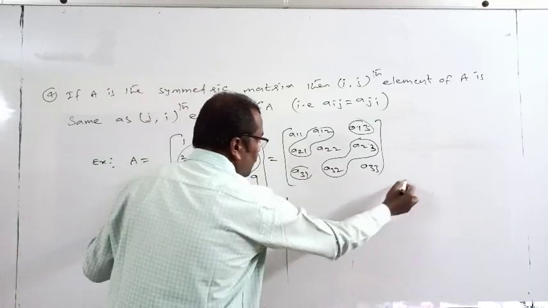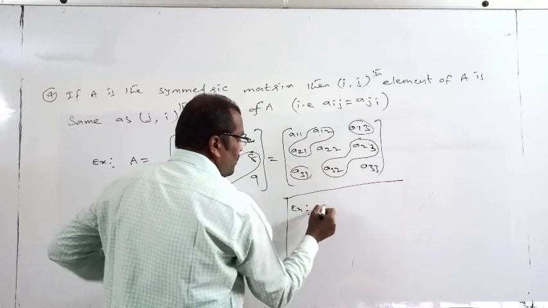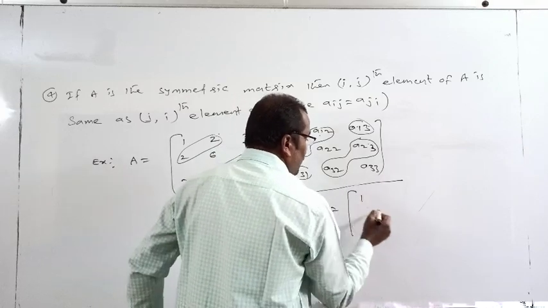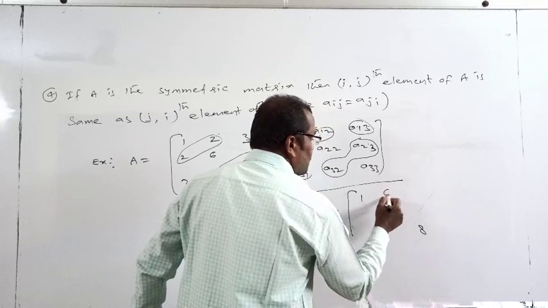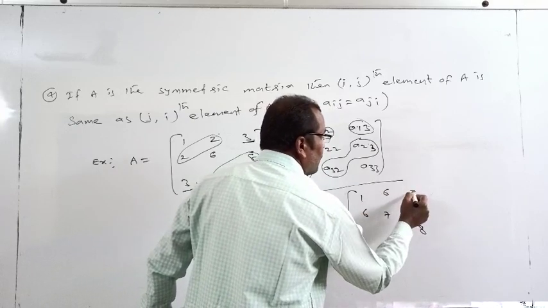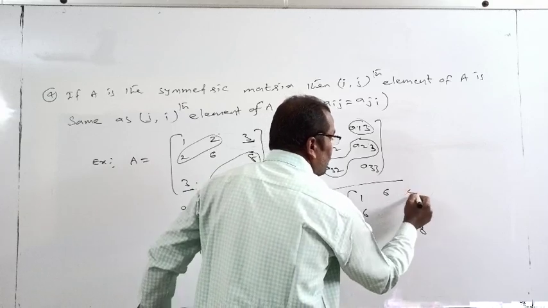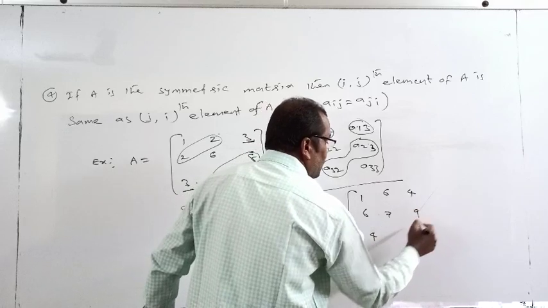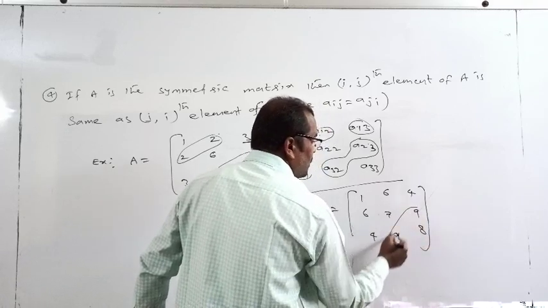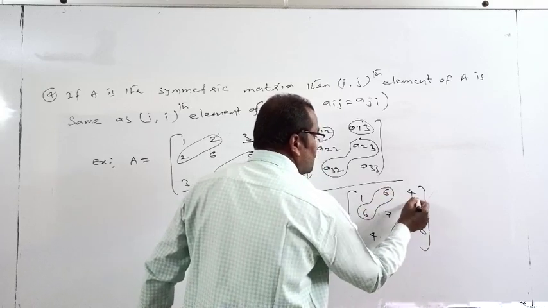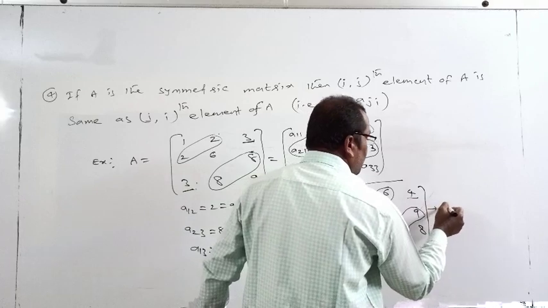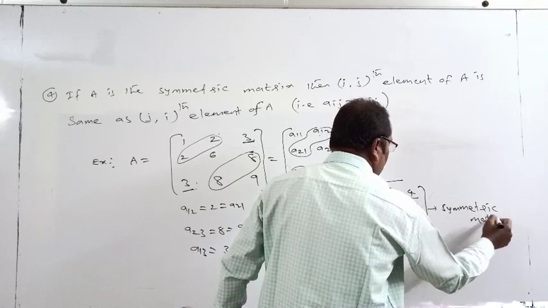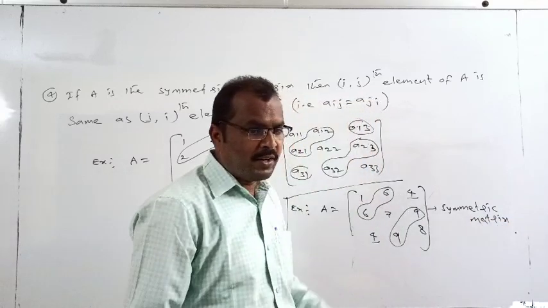Let me give one more example for a symmetric matrix. The diagonal elements can be any number. If it is 6, it should be 6. If it is 4, it should be 4. If it is 9, it is also 9. See this one. These two must be the same, and these elements must be the same. It is a symmetric matrix. So write down the examples. It is the most important property.